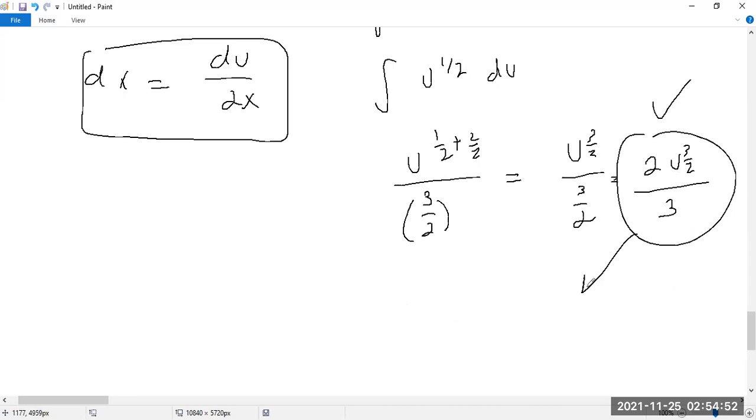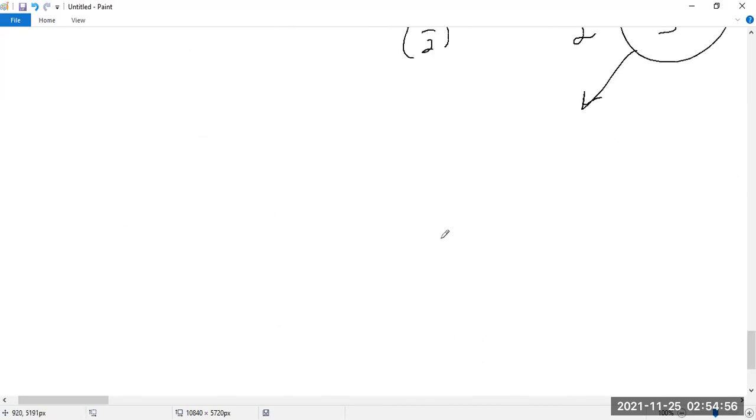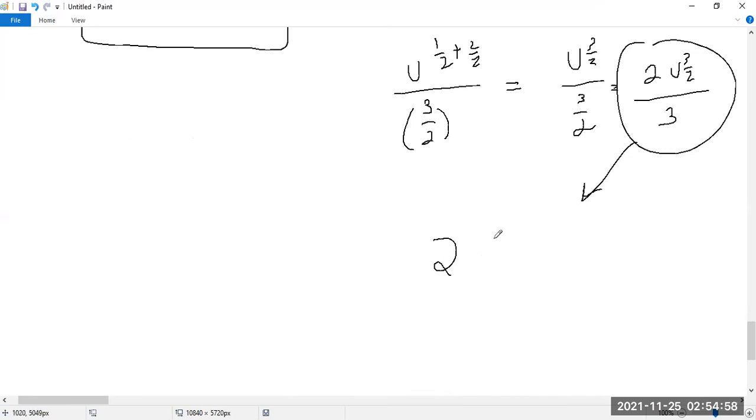And then the u I would replace, right? So I would say my u was 1 plus x squared. So I'll say that this is 2 times 1 plus x squared to the 3/2, over 3, plus c.